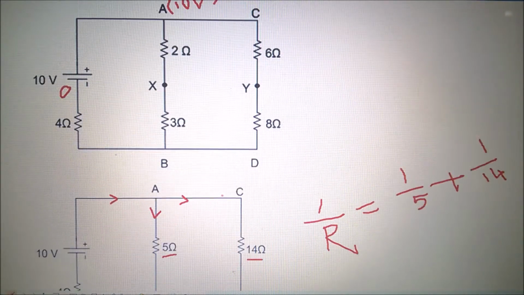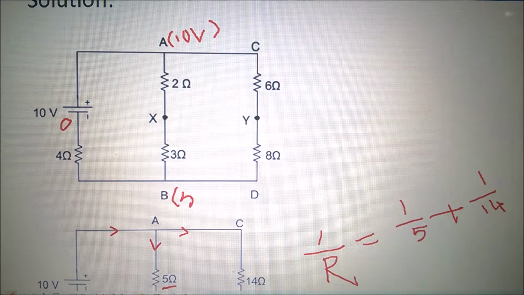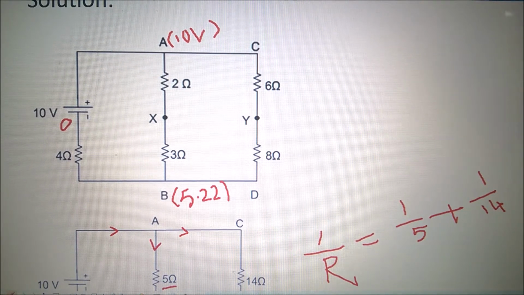Therefore, if we come to the original circuit again, the potential difference between A and B is already found to be 4.78. Therefore, here the potential will be 5.22. The difference between 10 and 5.22 is 4.78. And I already told you the potential at A and C is 10 volt, and at D it is 5.22.